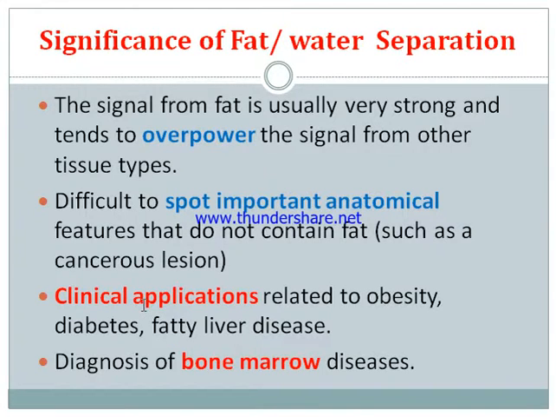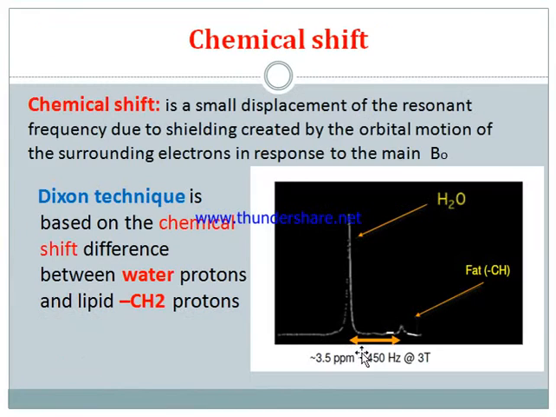On the other hand, separated fat signal can be used for some clinical applications related to obesity, diabetes, fatty liver diseases. Another example is the diagnosis of bone marrow diseases. So how can we do this? How can we suppress or separate fat signals?